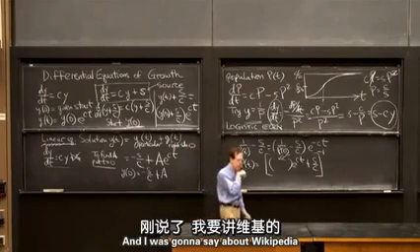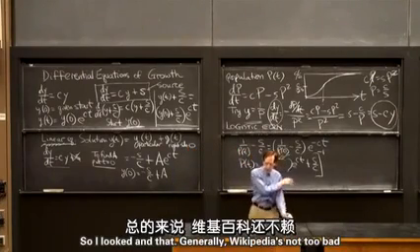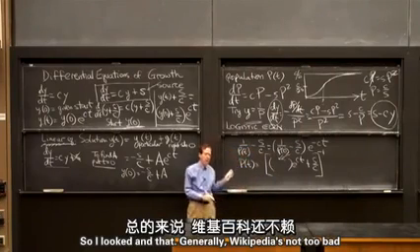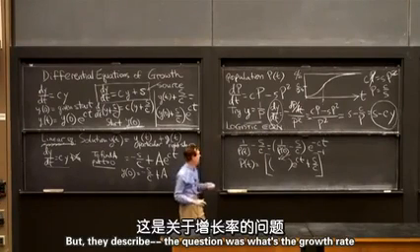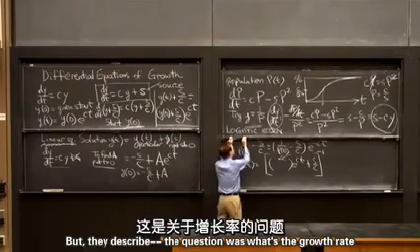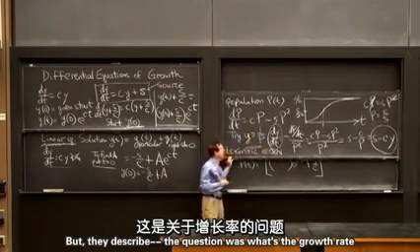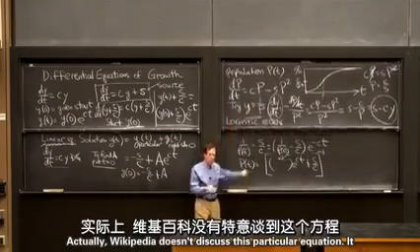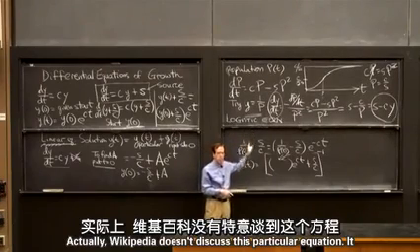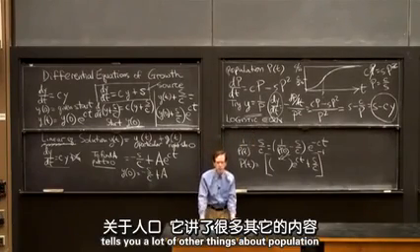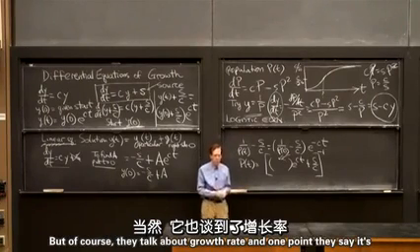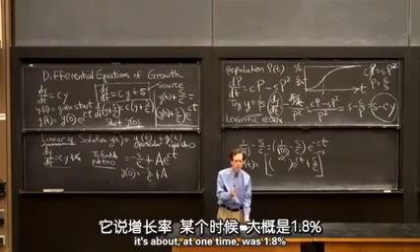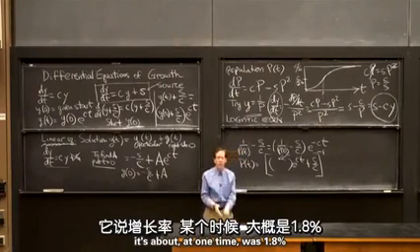And I was going to say about Wikipedia. So I looked, and generally Wikipedia is not too bad. They made one goof, which I thought was awful. But they described, the question was, what's the growth rate? Actually, Wikipedia doesn't discuss this particular equation. It tells you a lot of other things about population. Of course, they talk about the growth rate, and at one point they say it's about, at one time, was 1.8%.